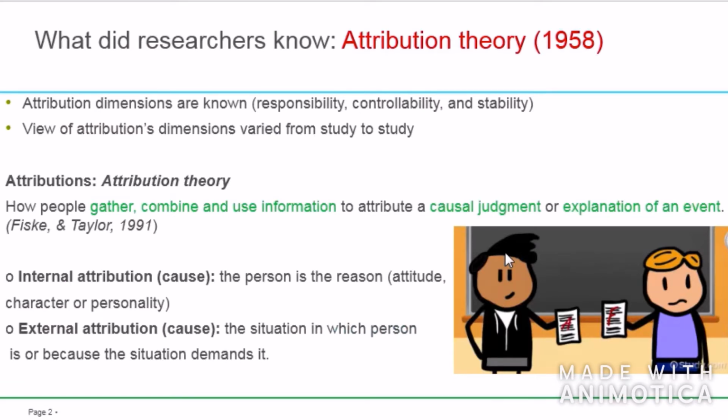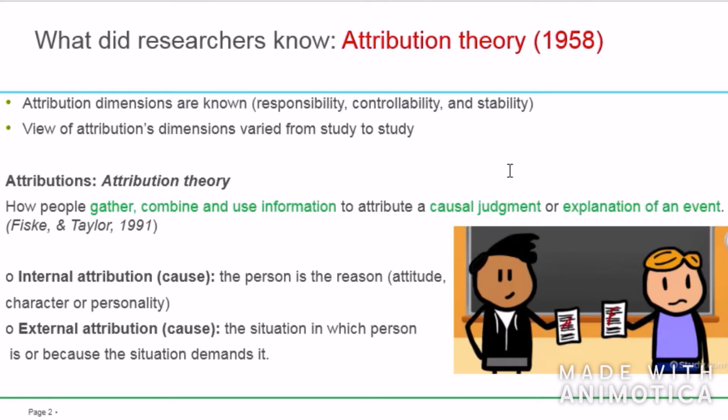What did the researchers know already? The attribution theory is actually not very new. It started to be studied in 1958, and the dimensions of attributions are already known, like responsibility, controllability, and stability. However, the results found by the researchers were pretty different from study to study. Attribution is defined as how people gather, combine, and use information to attribute a causal judgment or explain any event. There are two types of attribution.